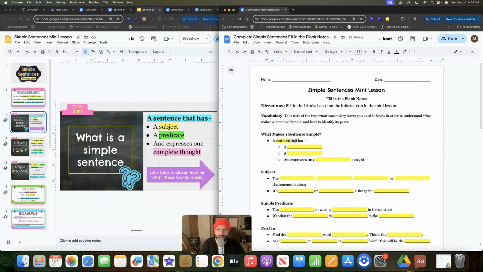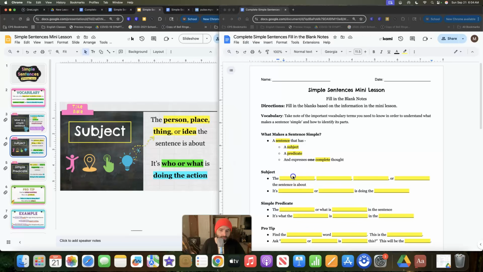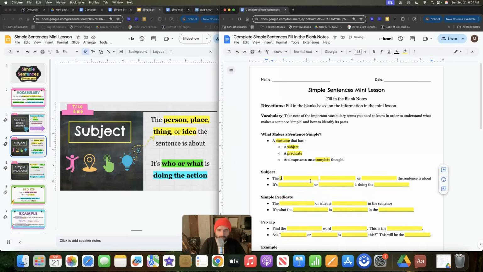So a sentence that has, right, a subject, a predicate, and it expresses one complete thought. This means we're doing one thing. If you start doing something else, it's no longer a simple sentence. It could still be a sentence, but it's no longer a simple sentence.